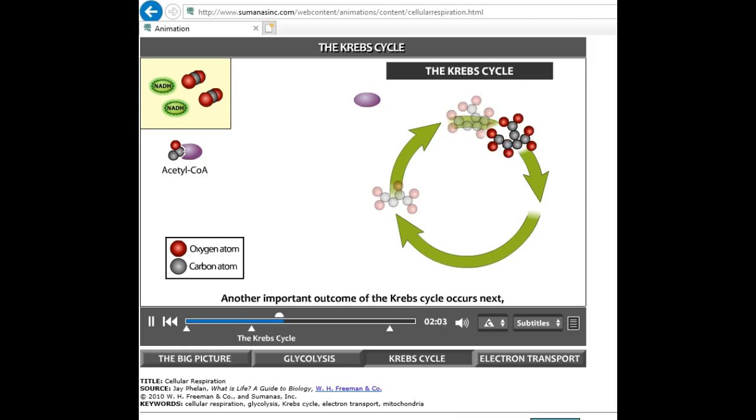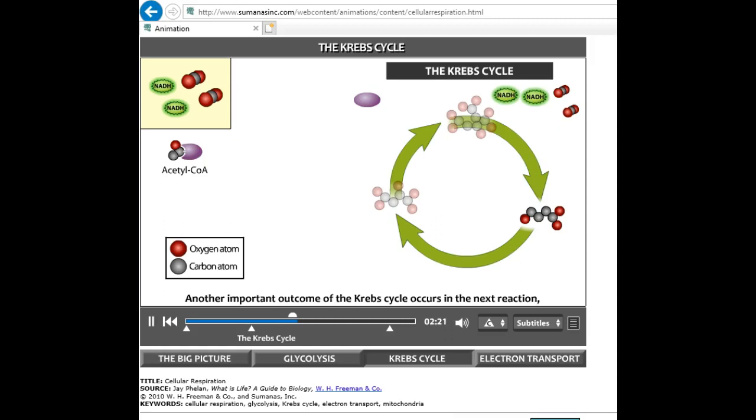Another important outcome of the Krebs cycle occurs next, when the molecule is stripped of 2 molecules of carbon dioxide, which are exhaled. At the same time, high-energy electrons and protons are donated to molecules of NAD+, creating NADH molecules. Another important outcome of the Krebs cycle occurs in the next reaction, which draws energy from the remaining molecule to join inorganic phosphate and ADP into a molecule of ATP.